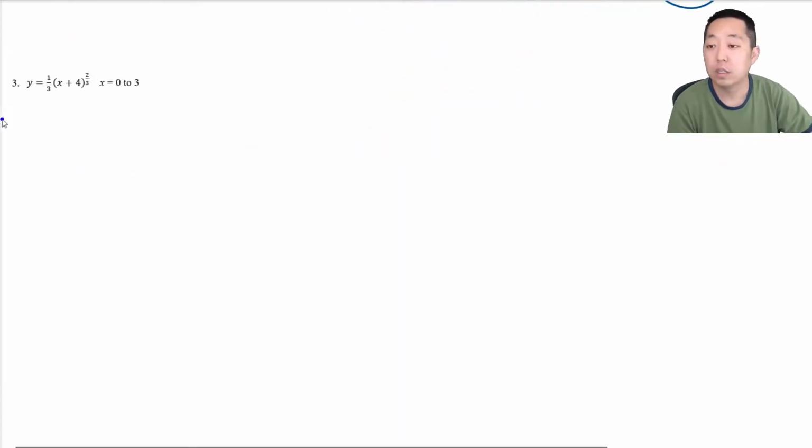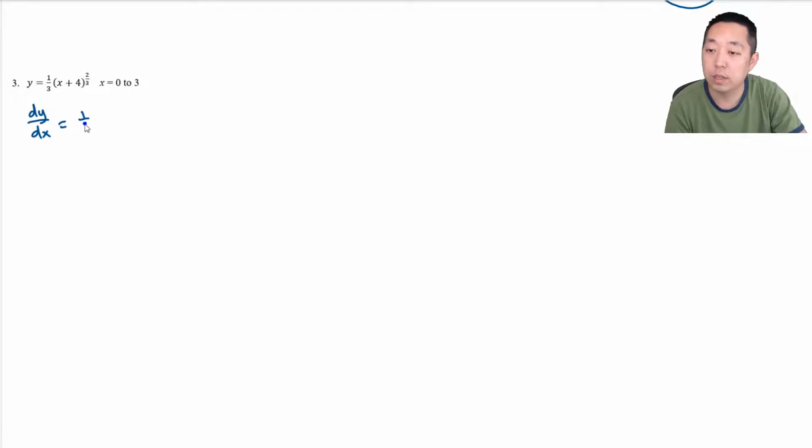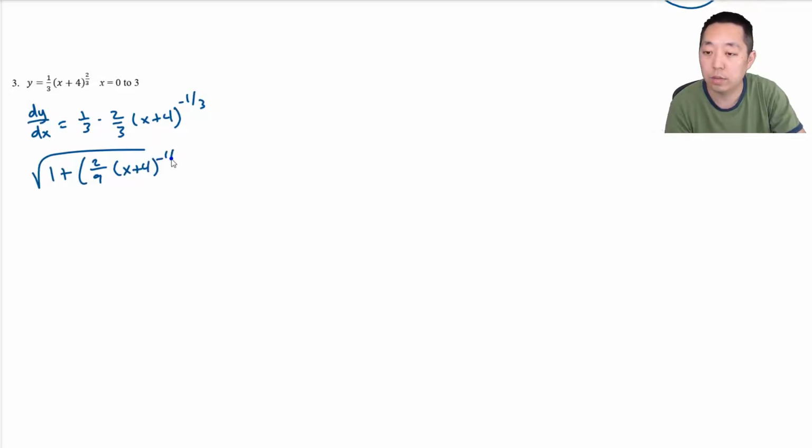All right. So now we're going to look at number 3 here. We're going to do kind of the same thing. dy/dx, the derivative of this, is going to be 1/3 times 2/3 (x plus 4) to the negative 1/3, right? And so when we do the square root of 1 plus this squared, this is 2 over 9, (x plus 4) to the negative 1/3 squared. This becomes the square root of 1 plus 4 over 81, (x plus 4) to the negative 2/3. Right, when I square it, I multiply it.